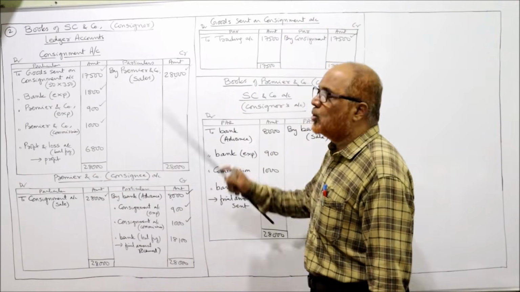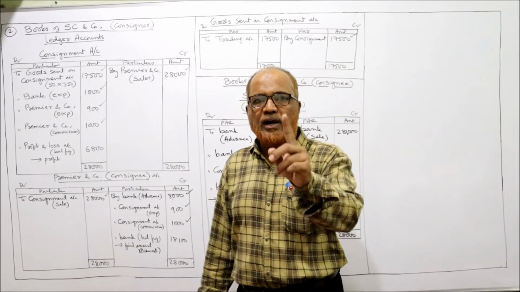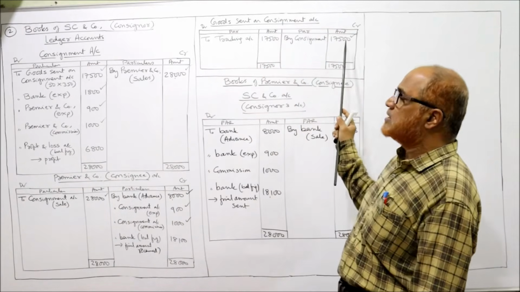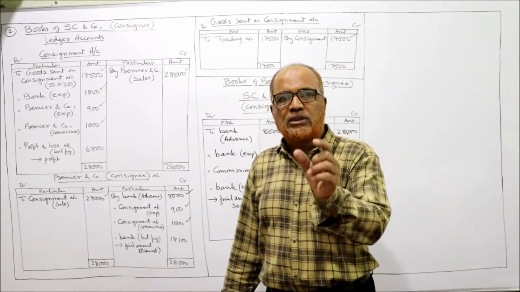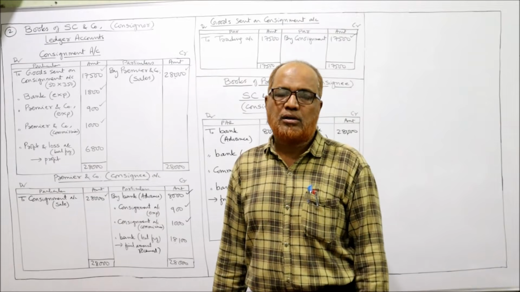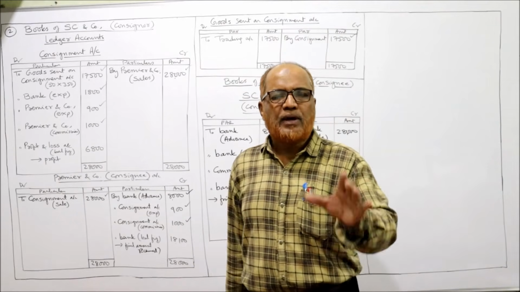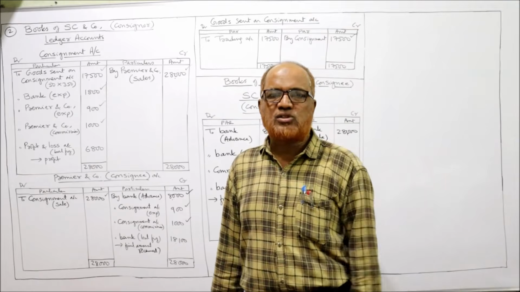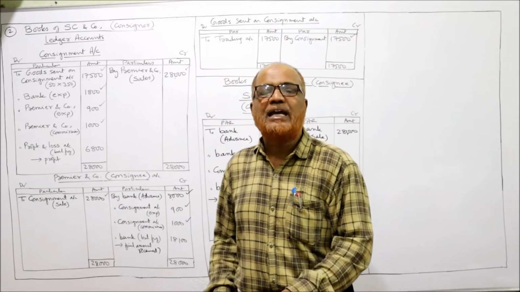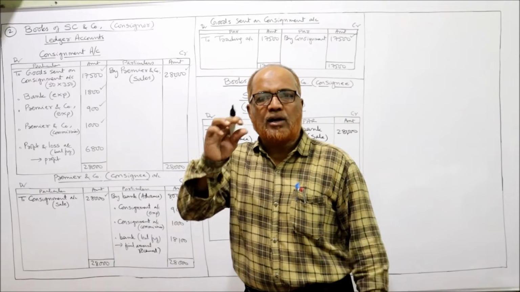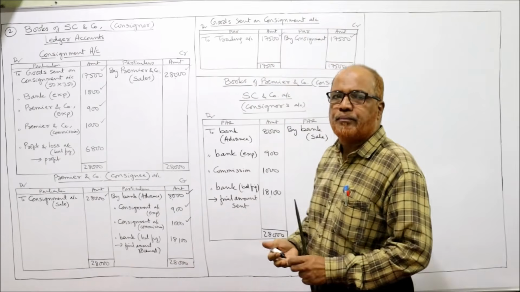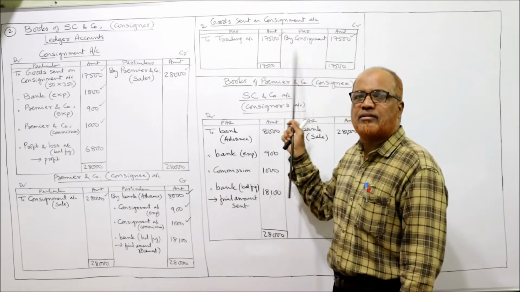Now last account is goods sent on consignment account. Already the first entry we have passed, consignment account debit to goods sent on consignment. Now this goods sent on consignment should be transferred to trading account. In every problem, the goods sent on consignment should be transferred to trading account. The entry will be goods sent on consignment account debit to trading account 17,500. Account is closed, no balance.